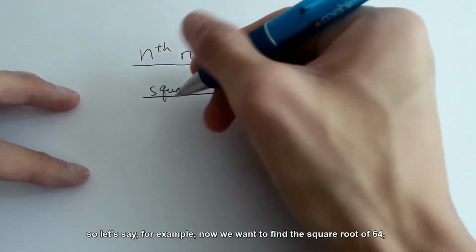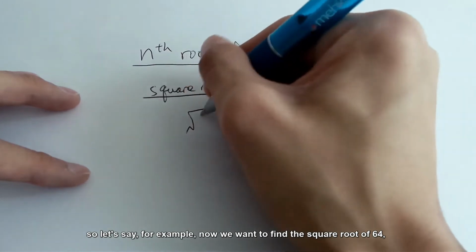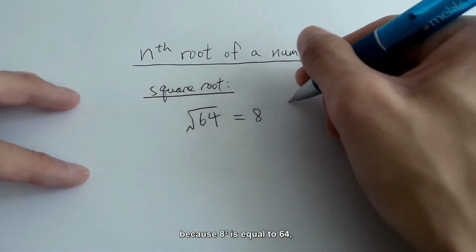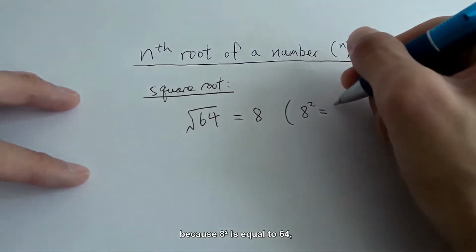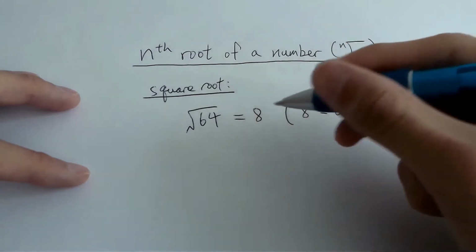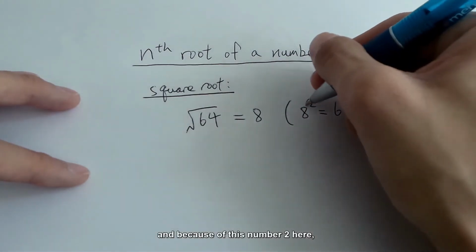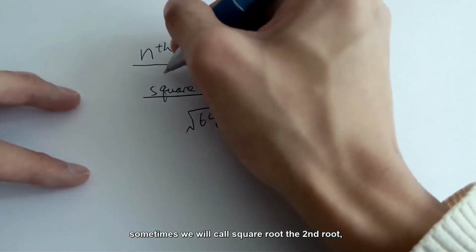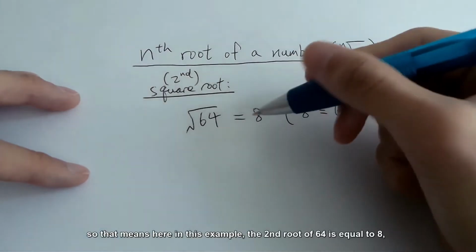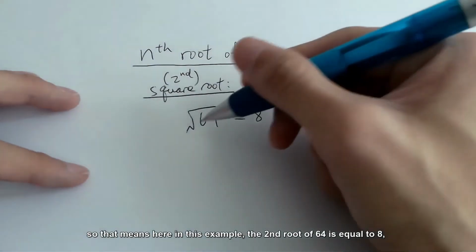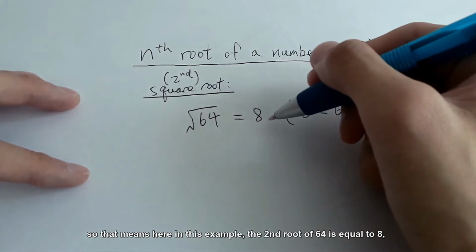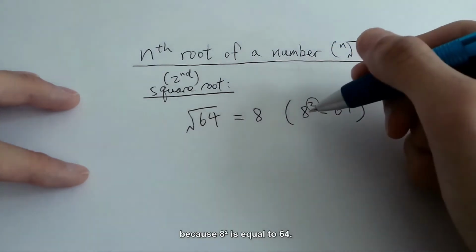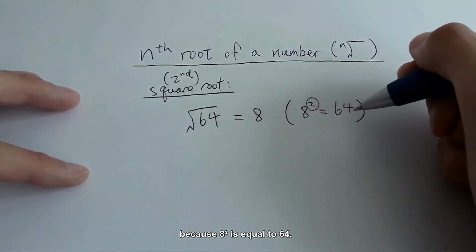So let's say, for example, now we want to find out the square root of 64. And we know that the result is 8, because 8 squared is equal to 64. And because of this number 2 here, sometimes we will call square root the second root. So that means, here in this example, the second root of 64 is equal to 8, because 8 squared is equal to 64, or 8 to the power of 2 is equal to 64.